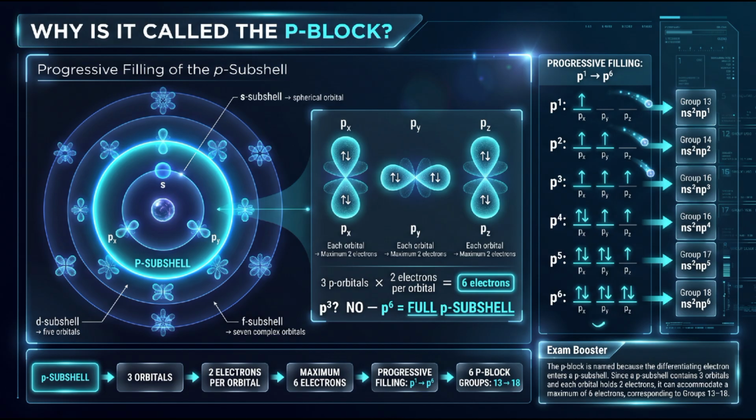Group 15 has the general configuration ns²np³. 3 electrons occupy the 3 p orbitals. Nitrogen is the most familiar example. Its valence shell configuration is 2s², 2p³. The 3 p electrons occupy the 3 p orbitals singly before any pairing takes place. This half-filled p subshell arrangement has special stability and is an important concept in electronic configuration.